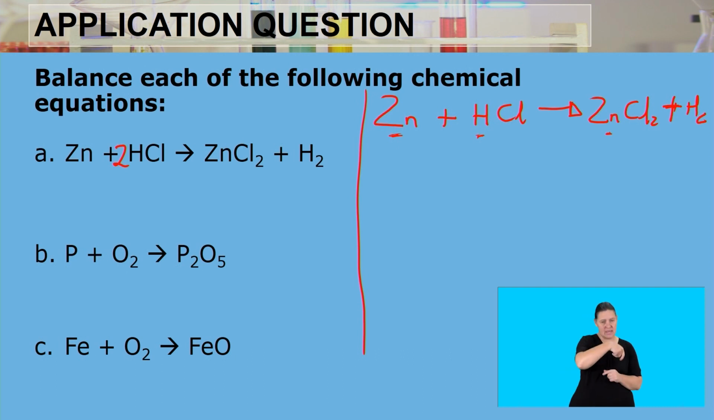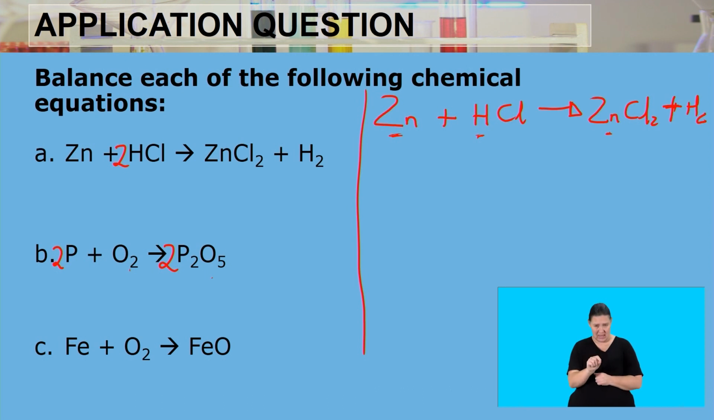Then our next question, again we need to balance this equation. We have P plus O2 reacting to form P2O5. We have 1 phosphorus, but then we have 2 phosphorus on the other side. We have 2 oxygen, we have 5 oxygen on the other side. How do we then balance? If I insert a 2 here, I have 2 phosphorus, I have 2 phosphorus. But then there's still this problem of oxygen. It is not balanced.